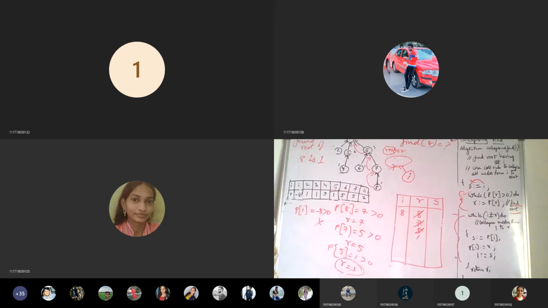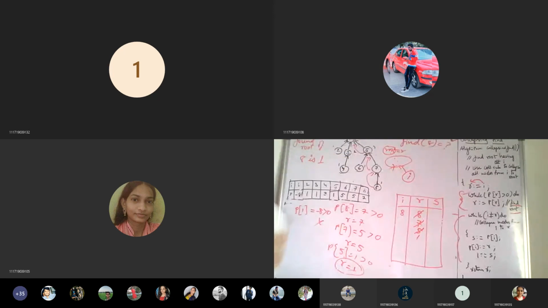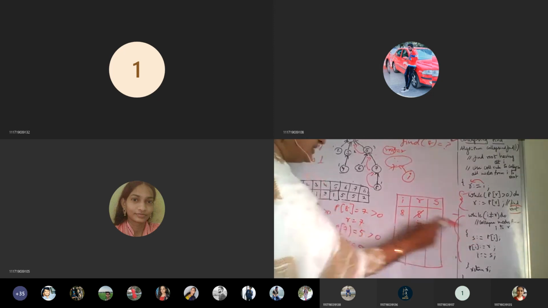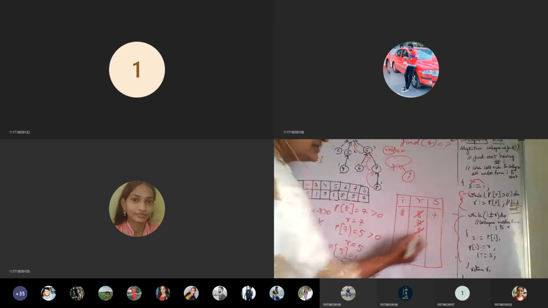So now what we have to do, we have to collapse from I to R. So from I to R, whatever the intermediate ones are there, those things we need to collapse. So for that, what exactly we are doing? S is equal to P of I. S is equal to P of I means, what is I? 8. Okay, so S is equal to P of I means what is P of 8? So it is 7. So now S you will get it as 7.